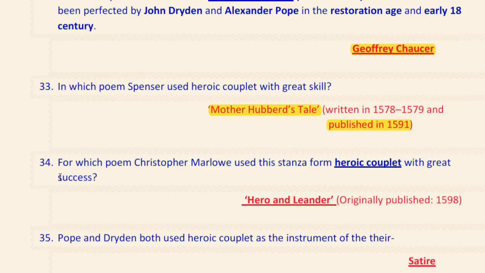Let's see question number 34. For which poem Christopher Marlowe used this stanza form, that is heroic couplet, with great success? The answer is Hero and Leander. It was originally published in 1598.